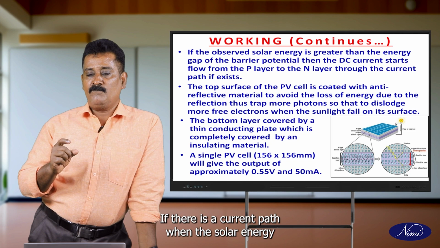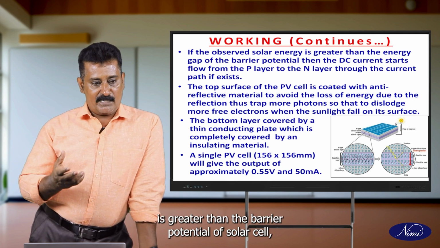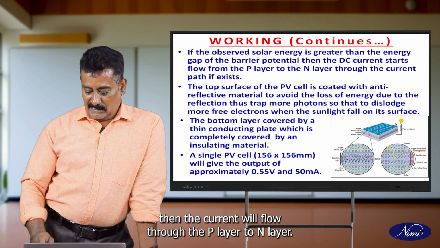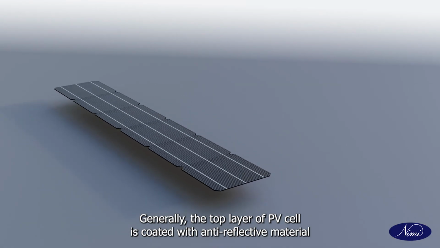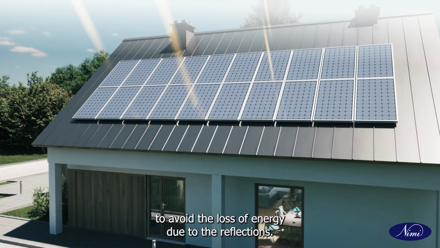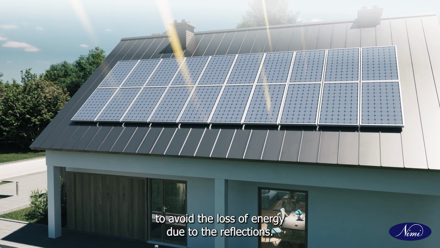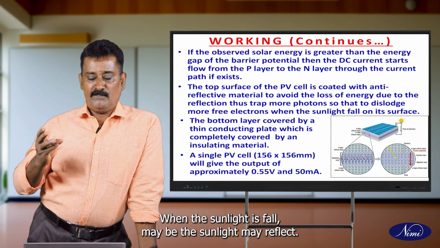If there is a current path, when the solar energy is greater than the barrier potential of the solar cell, then the current will flow through the P layer to the N layer. Generally, the top layer of the PV cell is coated with anti-reflective material to avoid the loss of energy due to reflections. When the sunlight falls, the sunlight may reflect.